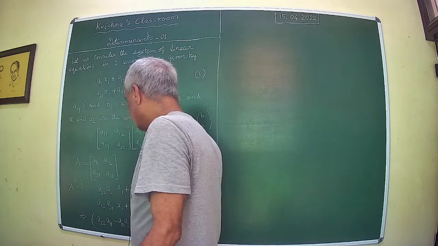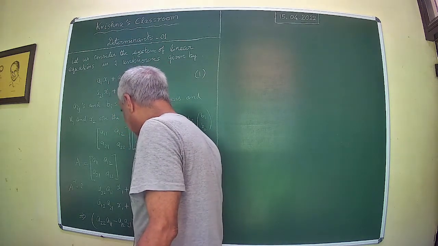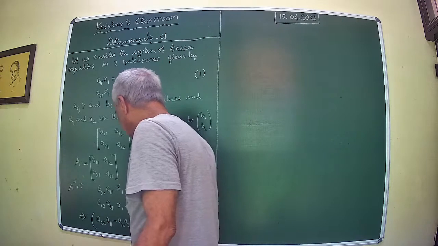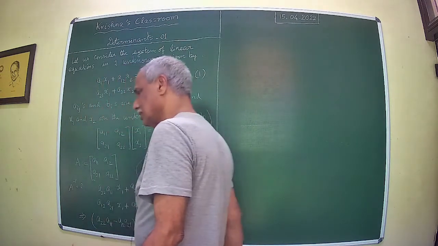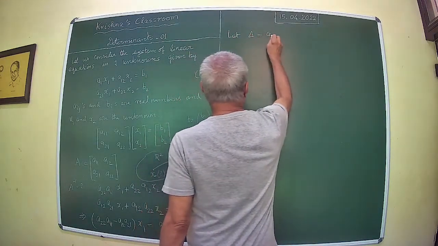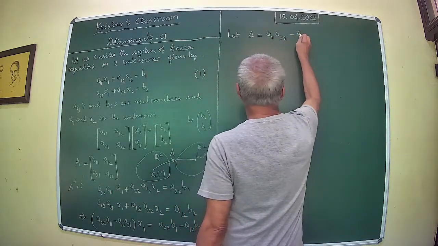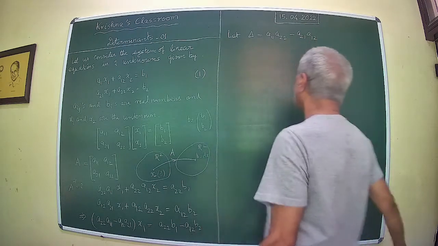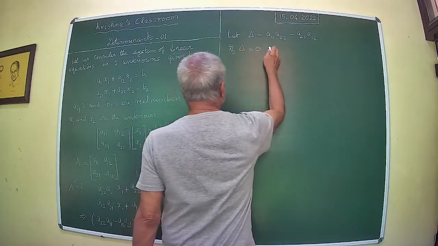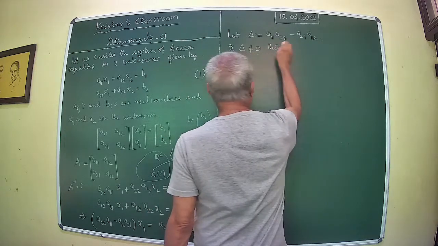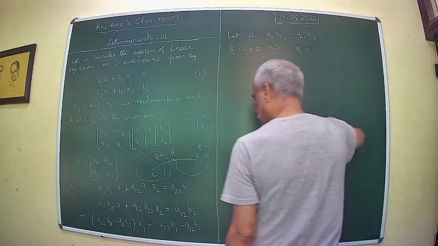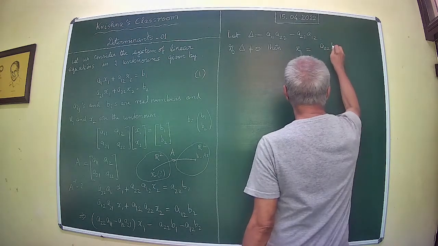Now you see that x1 is uniquely determined provided the multiplying factor with it is not equal to 0. Let us call it delta. If delta is not equal to 0, then x1 is equal to A22 b1 minus A12 b2, divided by delta.